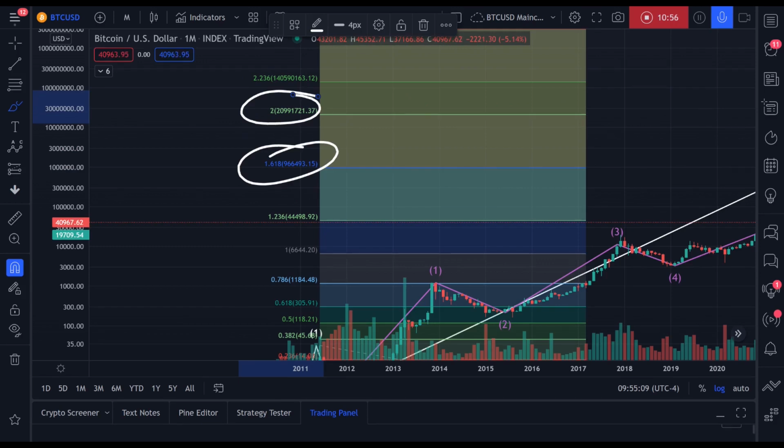Look at the maximum Fibonacci extension for a normal wave 3, and that's not including an extended wave 3, okay? That would be, let me see if I'm reading this right, 20,991,721. You can tell that I'm not used to reading such large figures. My bank account's not that big yet, okay?